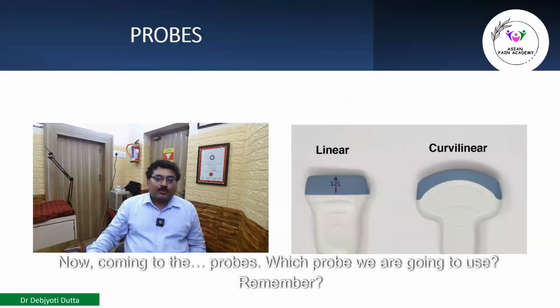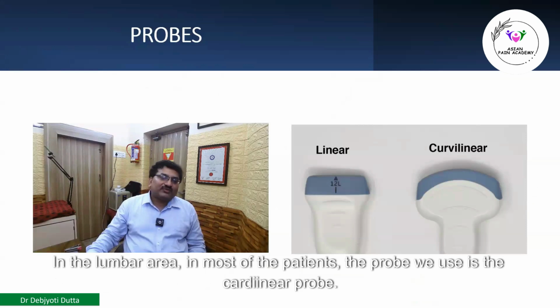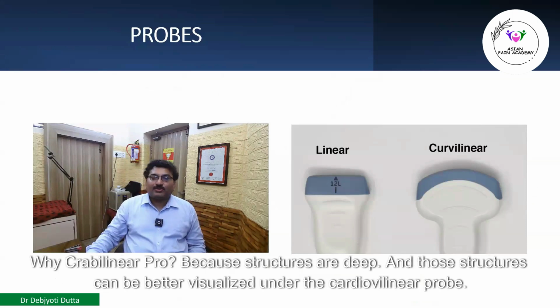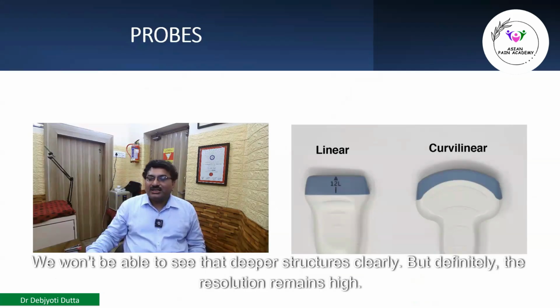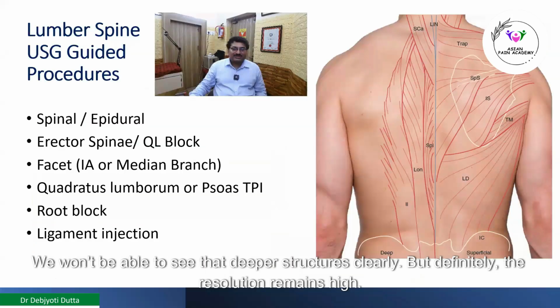Now coming to the probes, which probe are we going to use? Remember, in the lumbar area, in most patients, the probe we use is the curvilinear probe. Why curvilinear probe? Because structures are deep and those structures can be better visualized under a curvilinear probe. Linear probe can be used only in thin patients in the lumbar area. Otherwise, with the linear probe, we won't be able to see the deeper structures clearly. But definitely, the resolution remains high.